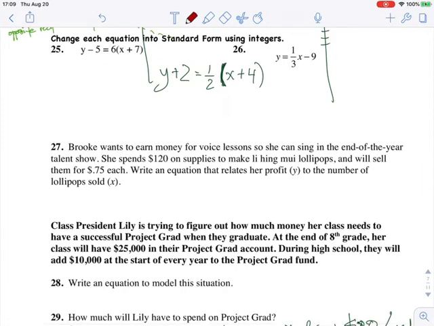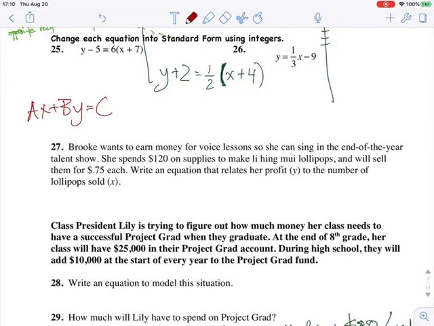Next skill, changing an equation into standard form using integers. Standard form, remember, is basically Ax + By = C. A, B, C can be positive or negative.